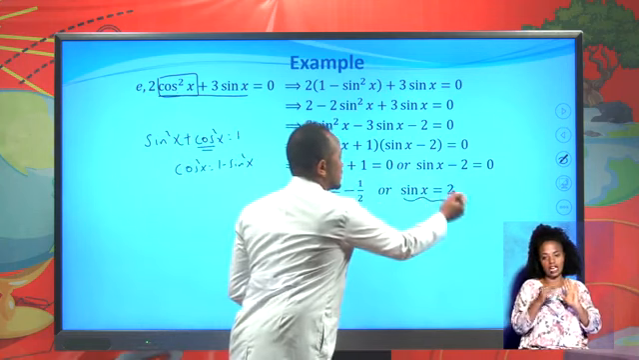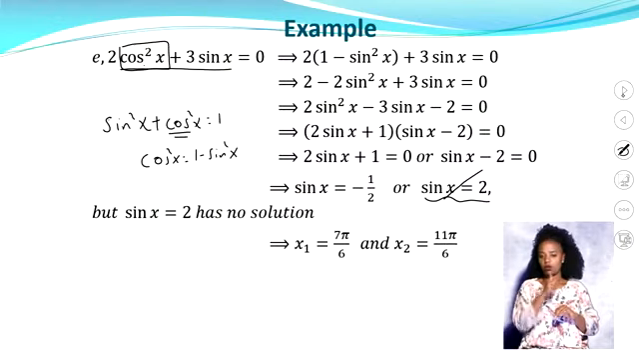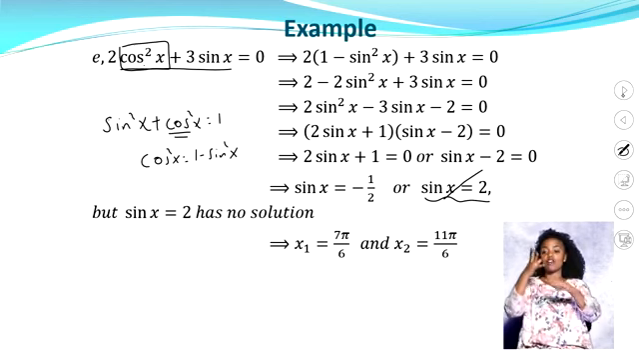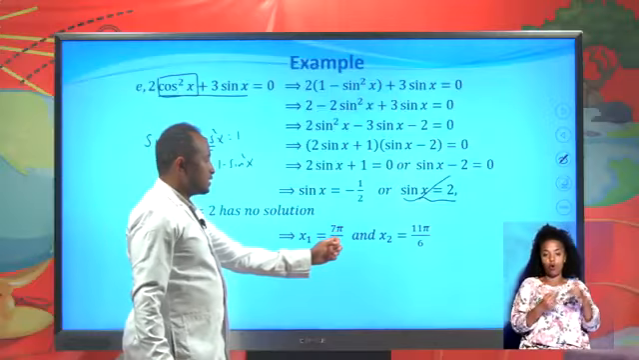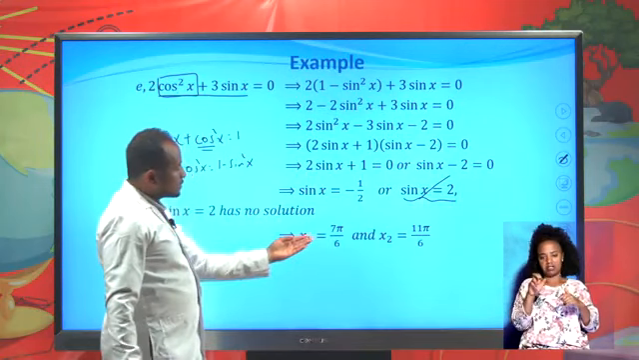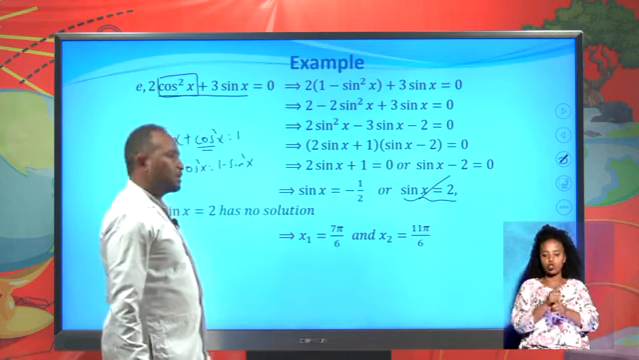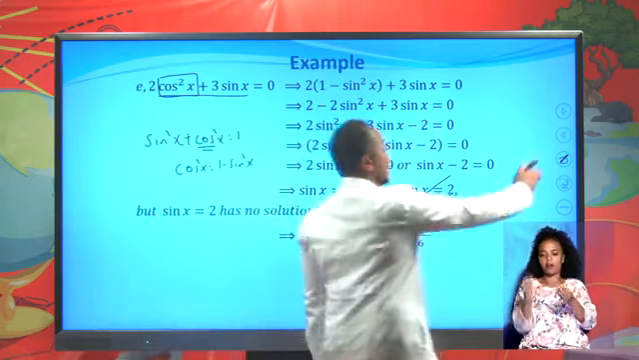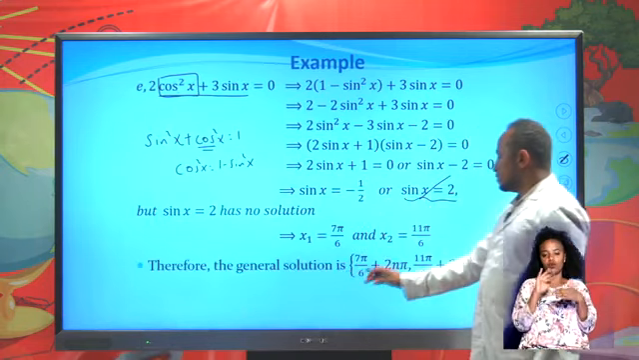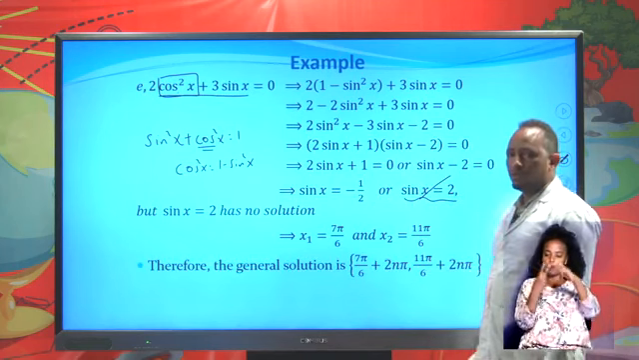Since sin x cannot be 2, this has no solution. But the particular solution for sin x equals minus 1 over 2, we have solved this earlier, is found on the third and fourth quadrants. The third quadrant angle is 7 pi over 6, which is 210 degrees, and the other one is 330 degrees, which we have already found earlier. Therefore, these are the particular solutions. For the general solution, you can add a multiple of 2 pi to both, since sine is periodic with period 2 pi. Therefore, the general solution will be 7 pi over 6 plus 2n pi, comma, 11 pi over 6 plus 2n pi. So this is it.